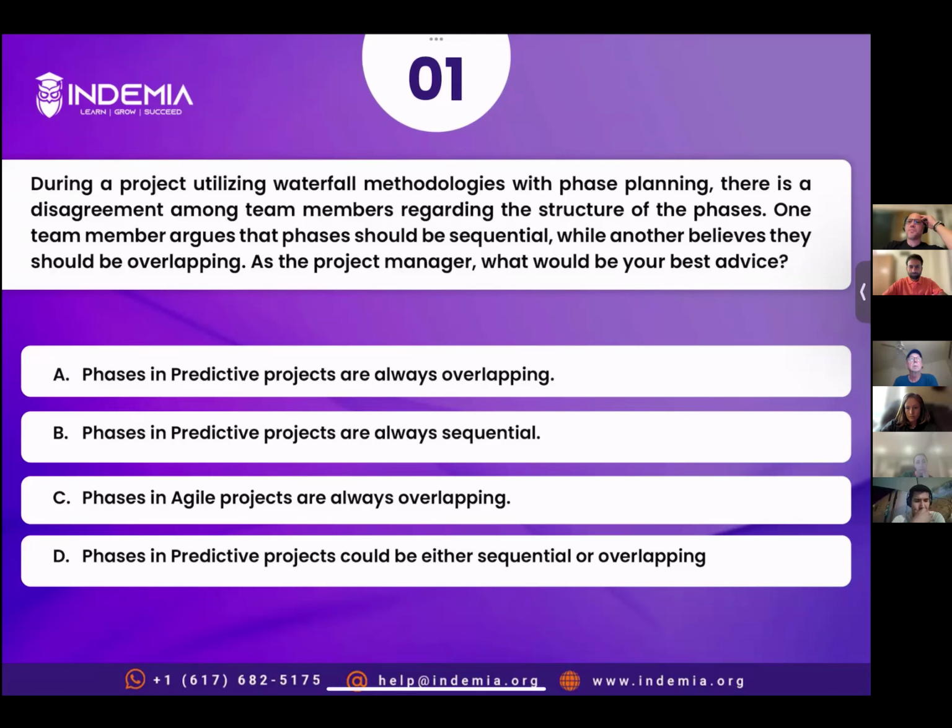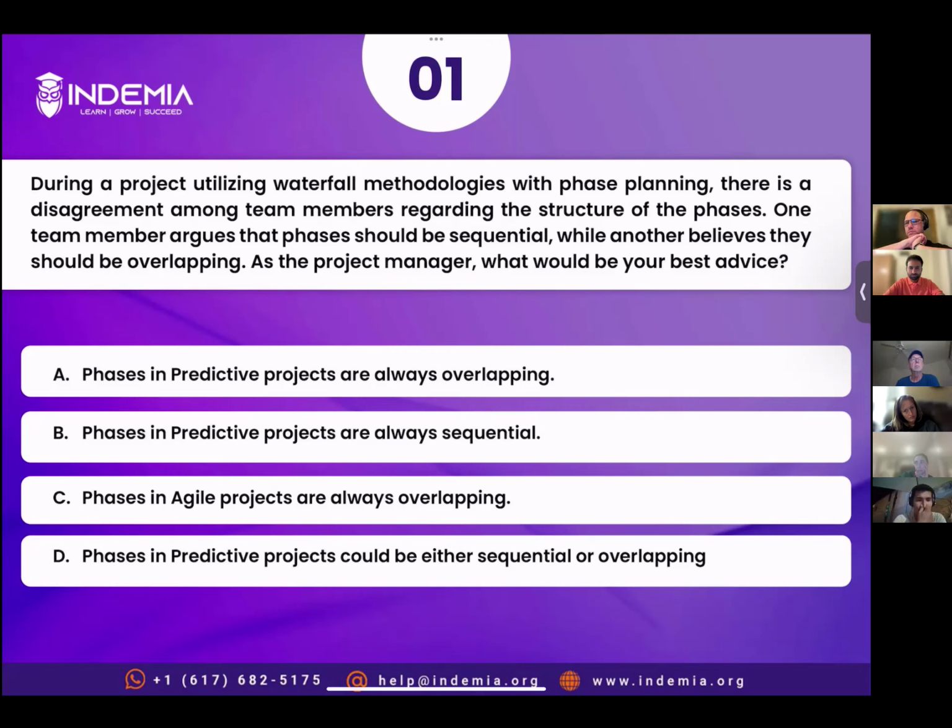All right. Alan, you have chosen option B. Yes. At this point, the statement mentions that since the beginning they have been using waterfall methodologies. So in this case, they need to follow the sequential approach because they already have the structure. All right. Thank you.